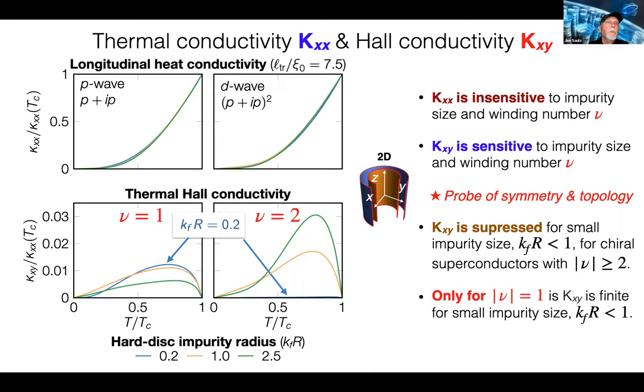By contrast, the thermal Hall conductivity is sensitive to both the ionic radius and the Chern number. So in particular, I call your attention to the fact that for chiral D wave, point impurities would not give rise to a Hall conductivity, a thermal Hall conductivity, only for chiral P wave. So finite size impurities are the typical situation, and will activate the Hall effect in chiral condensates with larger Chern numbers.